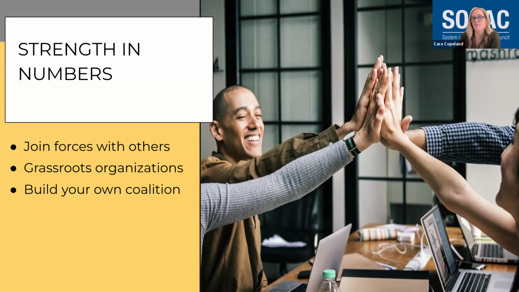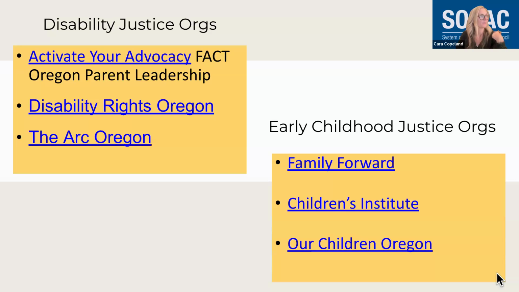Now, Oregon is lucky to have many strong nonprofit organizations that help to lift up issues that families face. In many cases, you can find an advocacy organization that is doing the work of coalition building in various sectors. Your next move might be to join one of these established grassroots organizations. We're going to go through some of them together. So, for example, disability justice orgs.